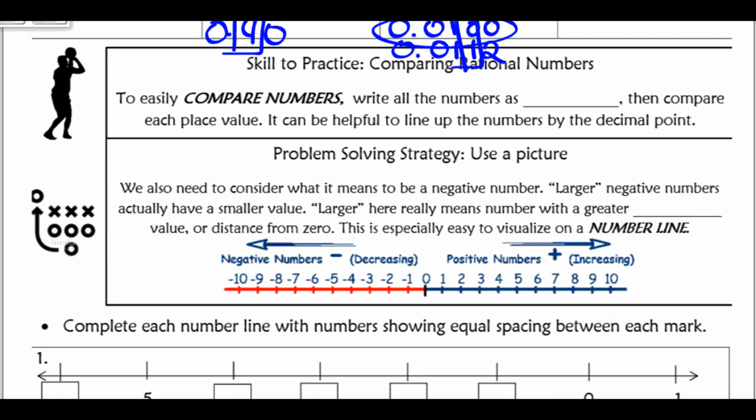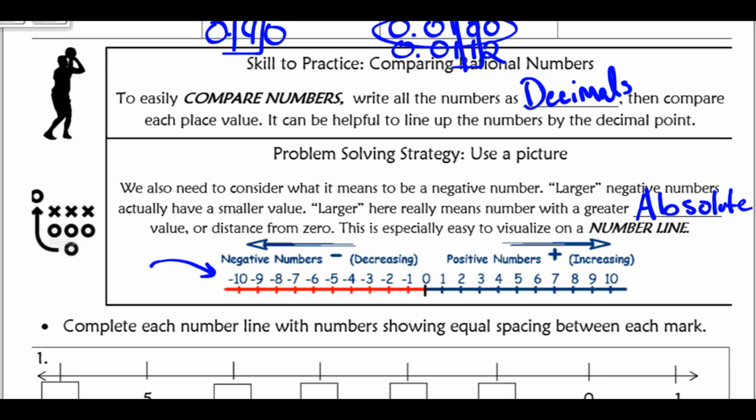So whenever we're trying to compare numbers, we always want to write the numbers as decimals and then compare each place value. And we always line it up by the decimal. We also want to consider a number line when we're thinking about positives and negatives. The larger or bigger absolute value, the greater absolute value, or distance from 0, when we're talking about negative numbers, actually that is the smallest number.